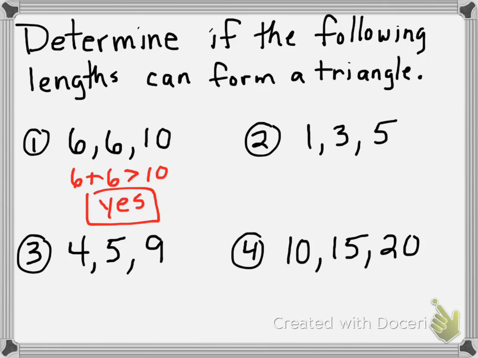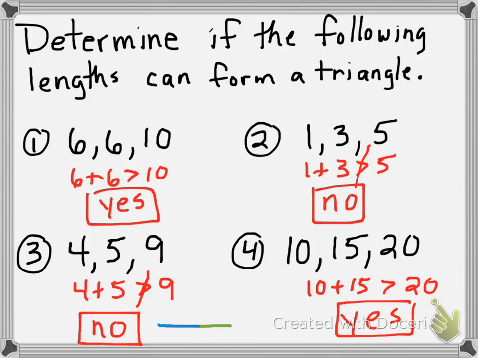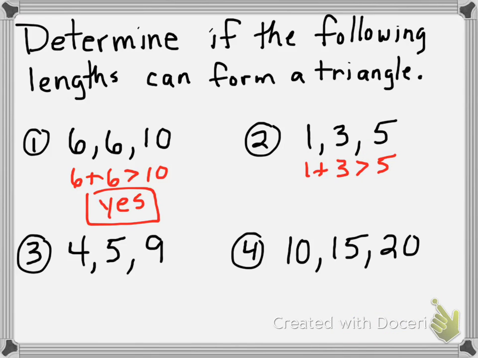Alright, number 2. I see that 1 plus 3 is not greater than 5. So no, number 2 does not make a triangle. There's no way to make a triangle that has lengths 1, 3, and 5. It's impossible. For number 3, I see that 4 plus 5 is not greater than 9.